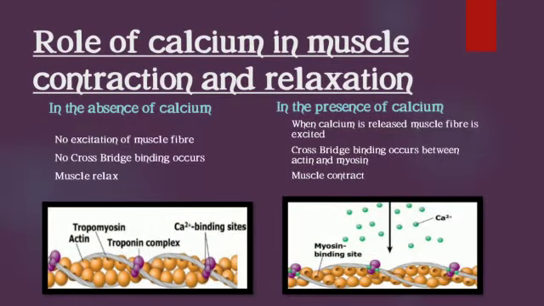Now calcium is released. Why is calcium so necessary for muscle contraction and relaxation? You will see that in the absence of calcium, there is no excitation of the muscle fiber, no cross bridge formation, and the muscles are in a relaxed state. But in the presence of calcium, the muscle fibers are excited, the cross bridge between actin and myosin forms, and the muscles contract. So for the contraction of muscle, the sarcoplasmic reticulum is needed to secrete calcium in the cytosol.